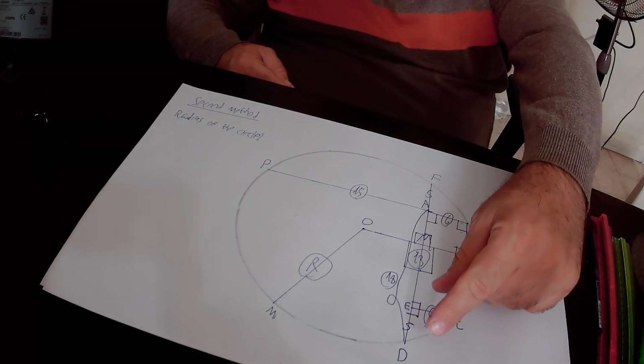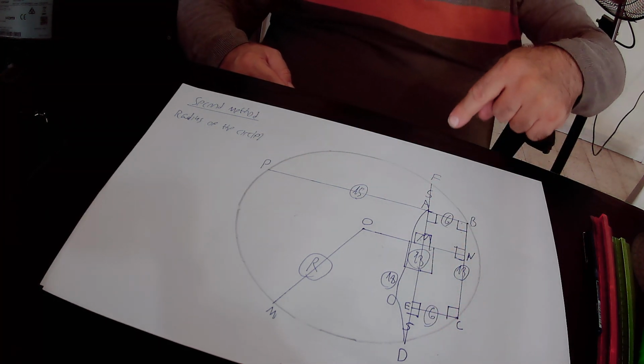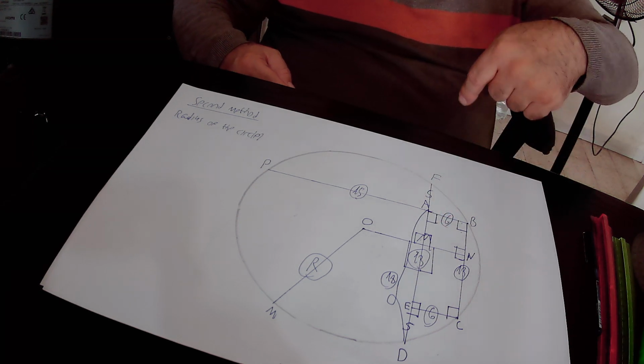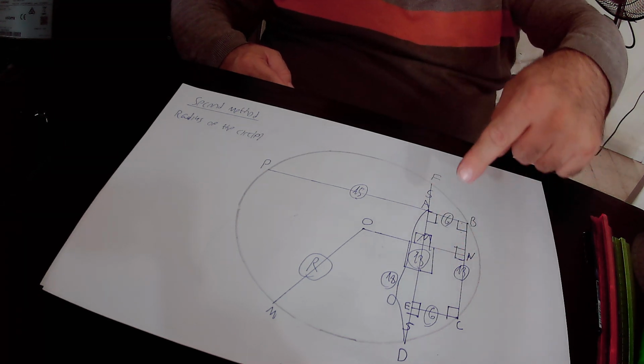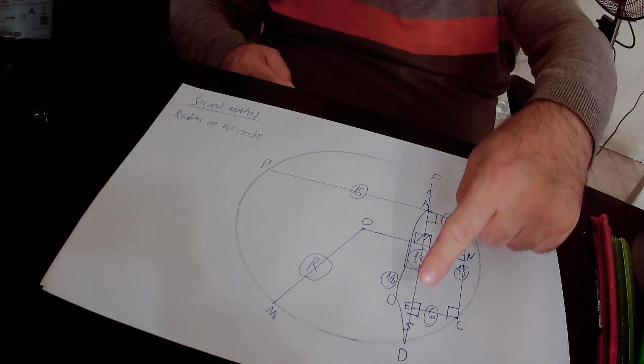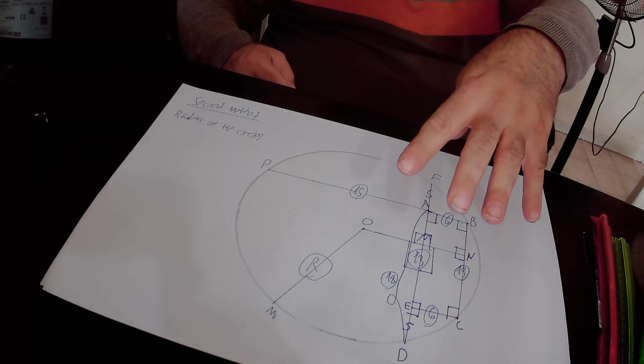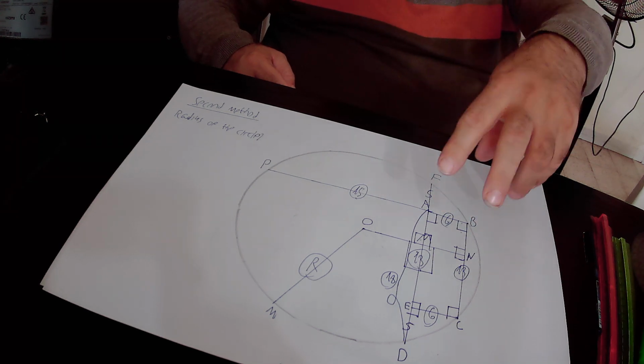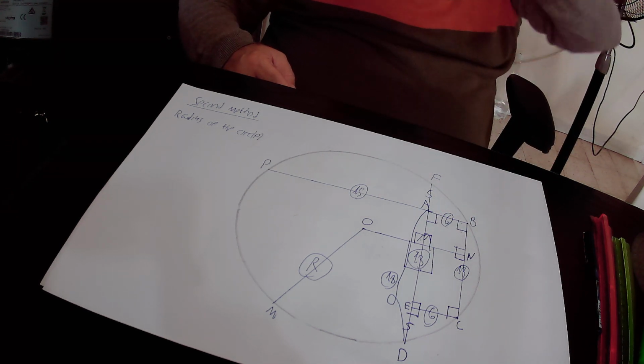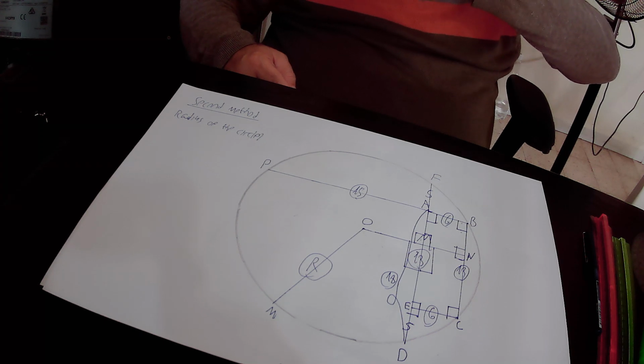What is the value of line segment ED? ED equals AD minus AE. That is 18 minus 13, that is 5. Okay, so we did all the things until now in the first method, and from now on we did the things according to the second method.